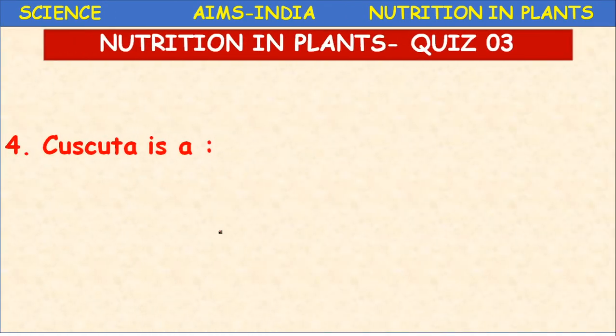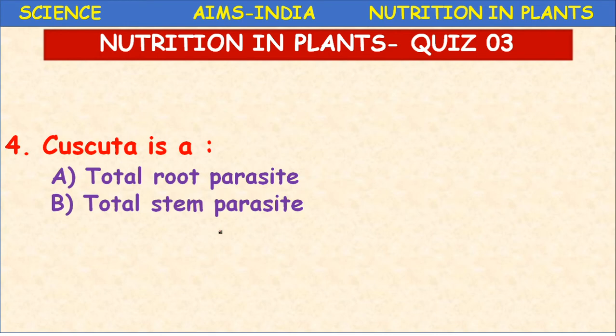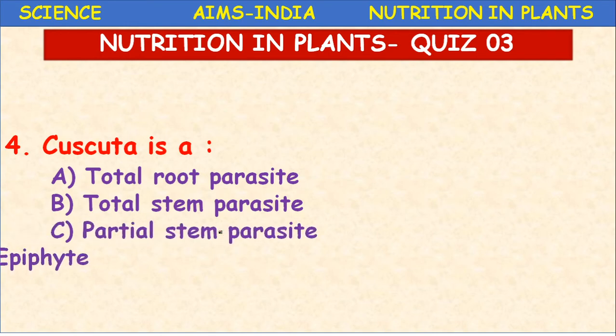Next, Cuscuta is a total root parasite, total stem parasite, partial stem parasite, or epiphyte. Epiphyte is a new term for you. The epiphyte is a plant which can grow on a host plant, on another plant, but it is not harming that plant like a parasite. A parasite may be harming the host, but the epiphyte may not harm the host.